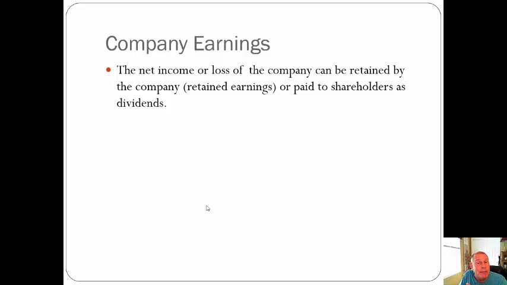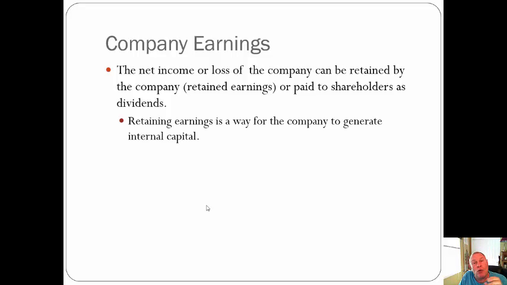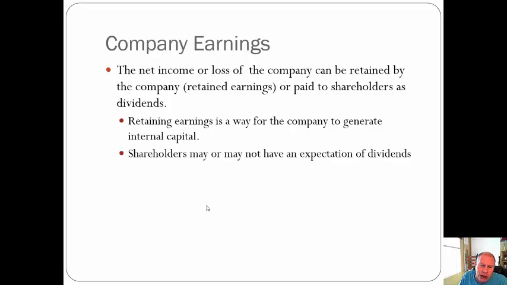Now, the company has earnings, and they can make a decision to keep them in the company, retain them, or pay them to shareholders as dividends. Earnings retained are a way for the company to generate its own capital. Internal capital generation is what that's referred to, and many companies can grow based on the earnings. Shareholders, on the other hand, expect, desire, or require dividends to be paid. So if you're paying out dividends, you can't retain that capital to grow the business, so you have to keep looking for alternative ways of doing it.